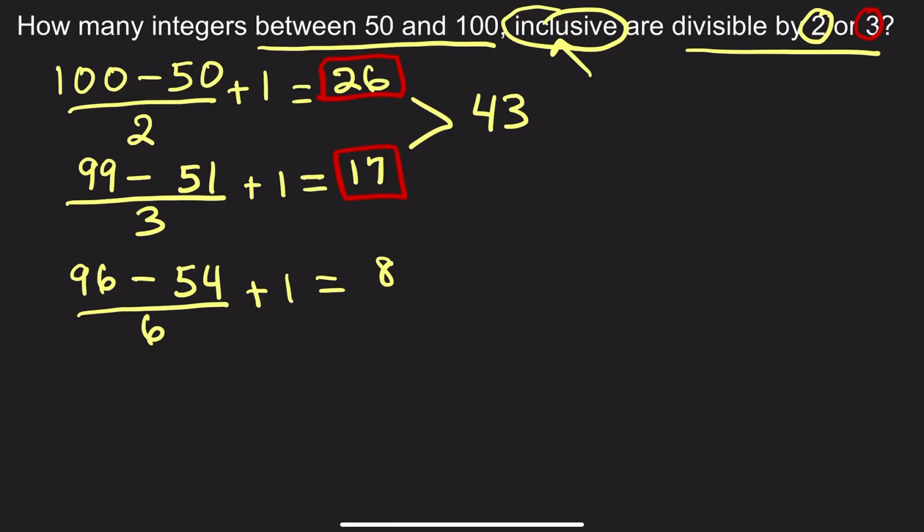So there are 8 integers that we need to get rid of from our total up above here, meaning that we have to subtract 8 from 43, and that gives us 35. So we've just answered the question, how many integers between 50 and 100 inclusive are divisible by 2 or 3? And the answer is 35.